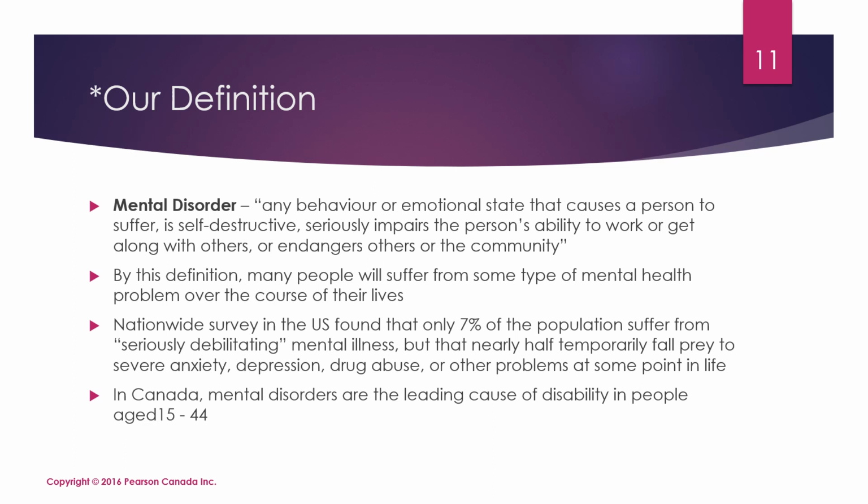So by this definition, many people are going to suffer some type of mental health problem over the course of their lives. Nationwide surveys in the US have found that only 7% of the population suffer from seriously debilitating mental illness, but that nearly half temporarily fall prey to severe anxiety, depression, drug abuse, or other problems at some point in their life. So nearly half of people are going to be exhibiting some of the symptoms characteristic of disorder at some point in their life. In Canada, mental disorders are actually listed as the leading cause of disability in people aged 15 to 44. So that's a pretty substantial chunk of the population.